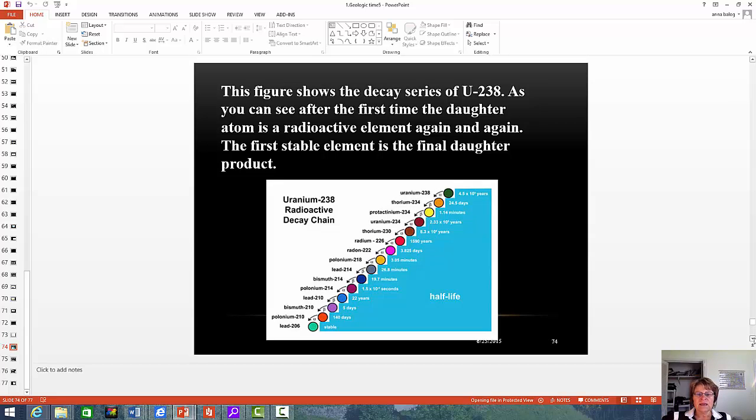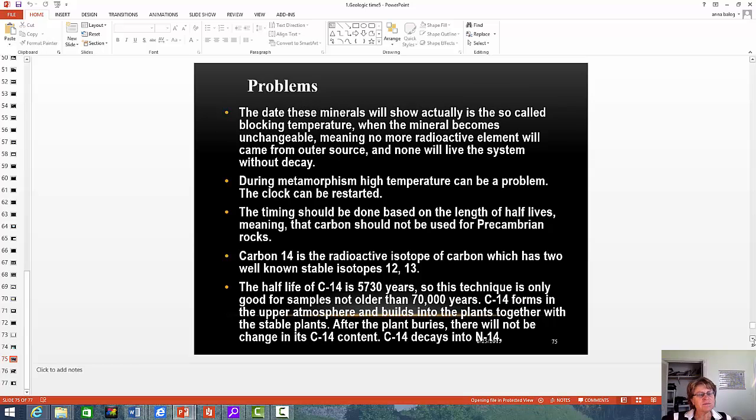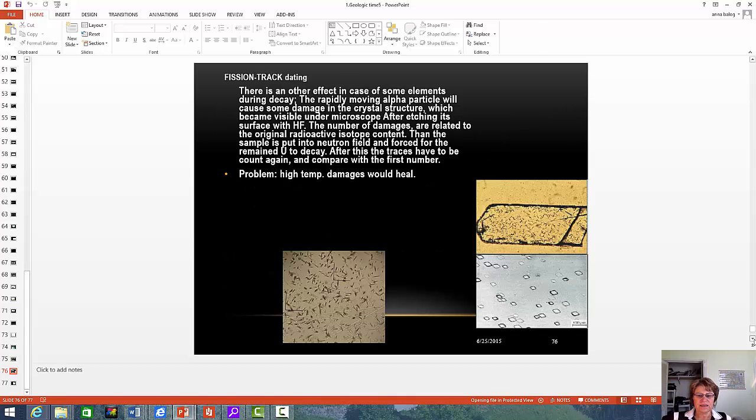It's important to understand that these isotopes are not only decaying one time, but some of them will decay 9 times before they get into the stable form. What kind of problems you might have, that's also kind of important. And know something about fission track dating.